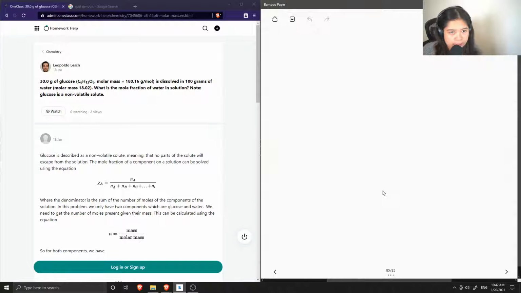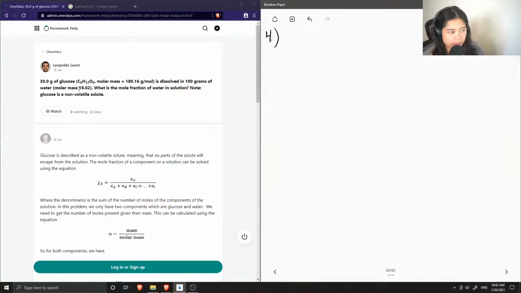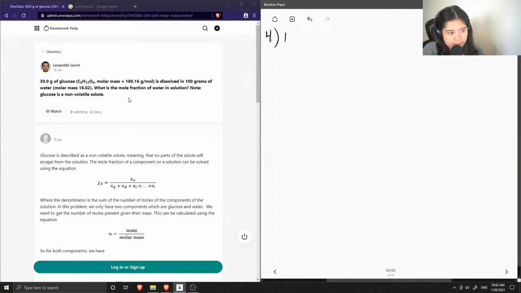Okay, so on to question number 4. "30 grams of glucose, which is C6H12O6, has a molar mass of 180.16 grams per mole, is dissolved in 100 grams of water, which has a molar mass 18.02 grams per mole. What is the mole fraction of water in solution? Note that glucose is a non-volatile solute."